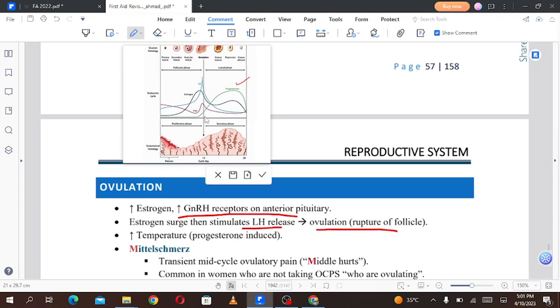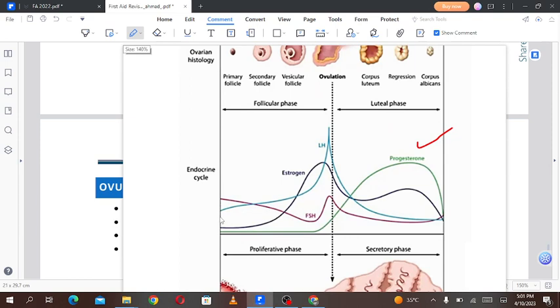So let's see this in the picture. Here you can see that estrogen is depicted by this line, the dark blue line or the black line basically. So the estrogen is rising in the start of the, so listen.